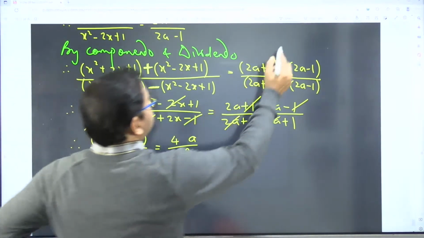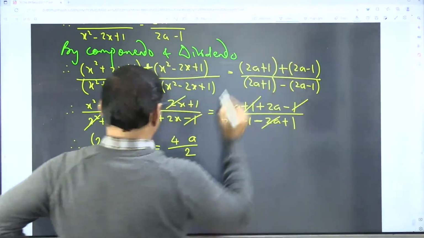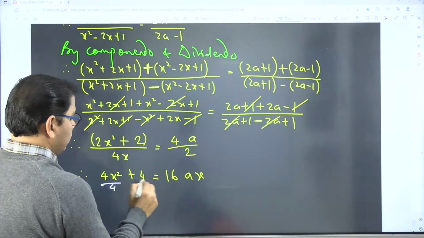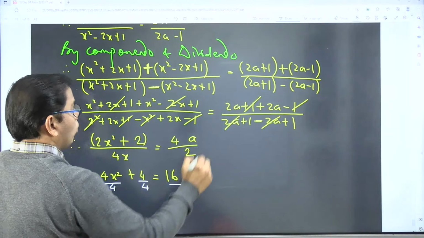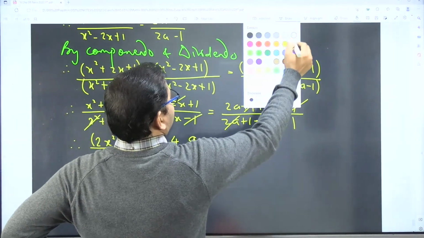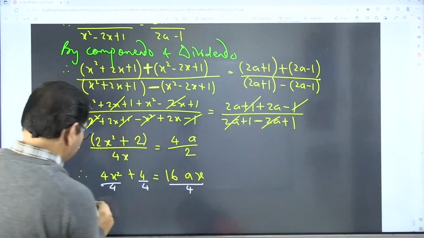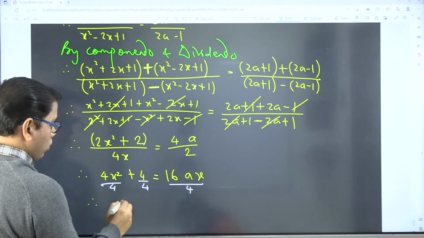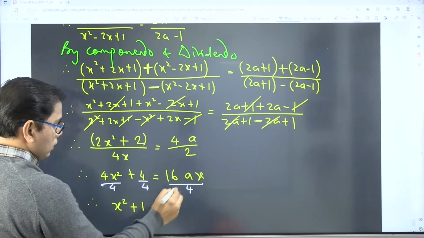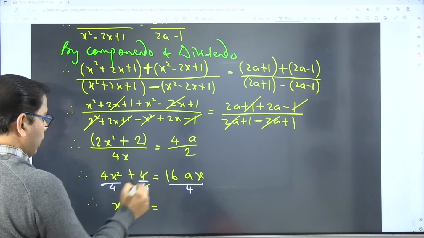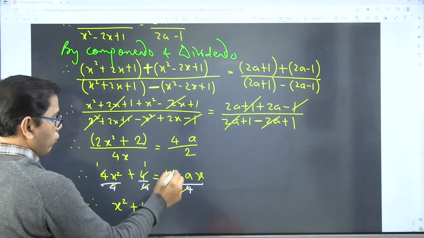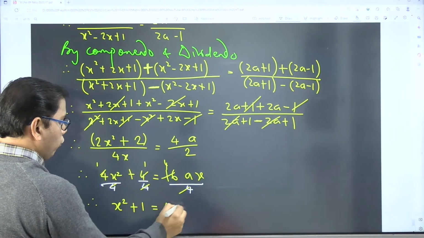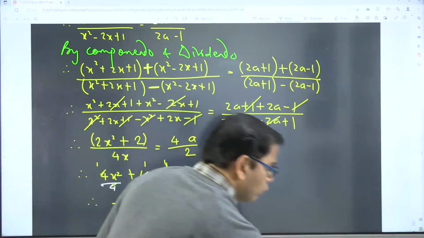Okay, I see I can divide each term by 4. So what am I getting? I think I am getting my answer. X square plus 1 is equal to, okay, 4 and 4 cancel, 4 and 4 cancel, 4 into 4 is equal to 4ax. Is this what I have to prove?